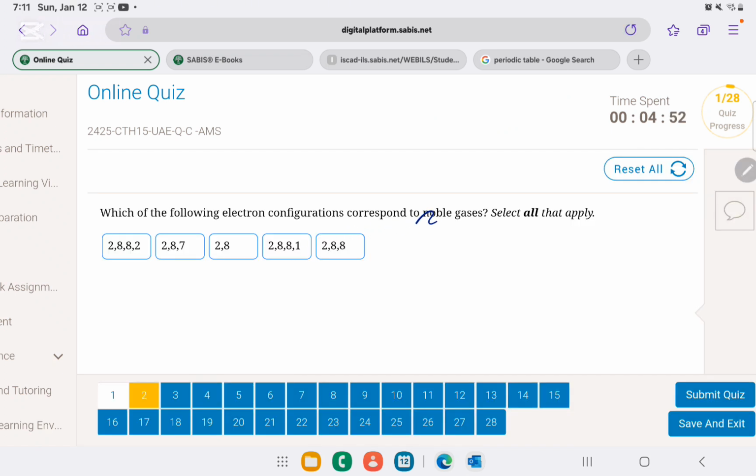Which of the following electron configurations correspond to noble gases? Okay, so this is a new concept. And what you need to know is that in an atom, we have a nucleus which contains protons and neutrons, and then we have electrons around it. So basically like this, okay?